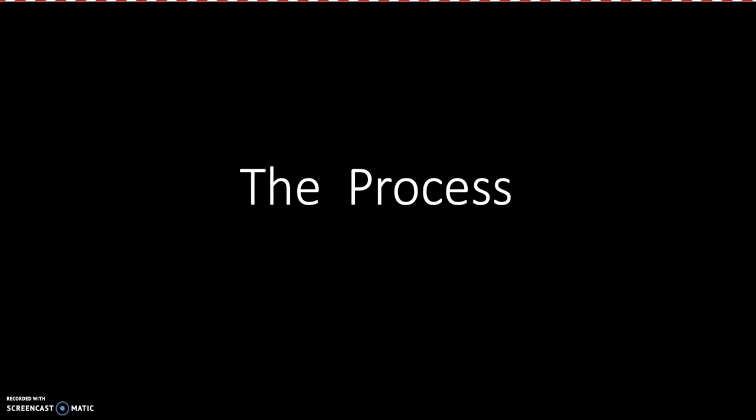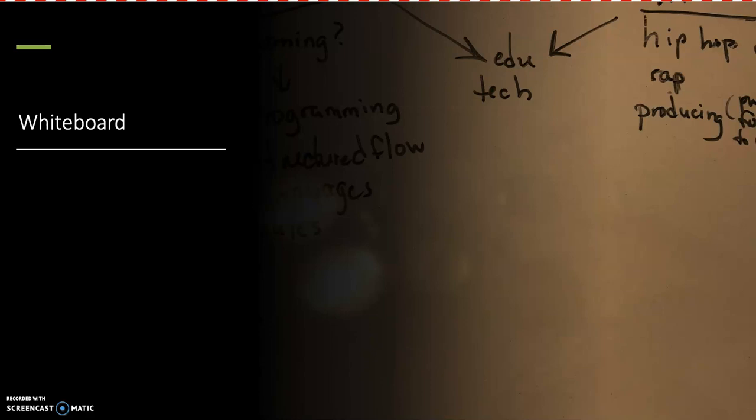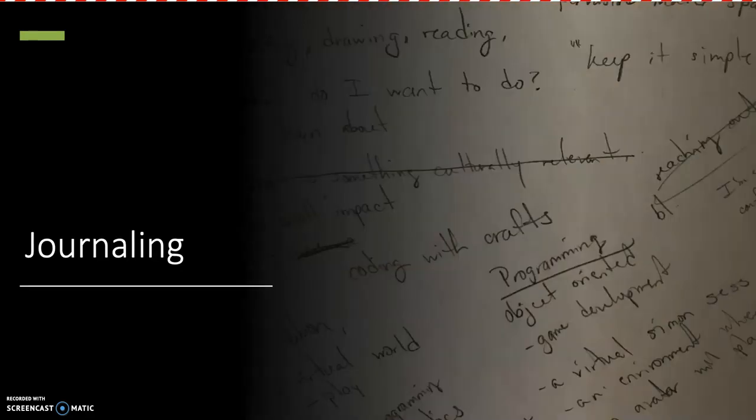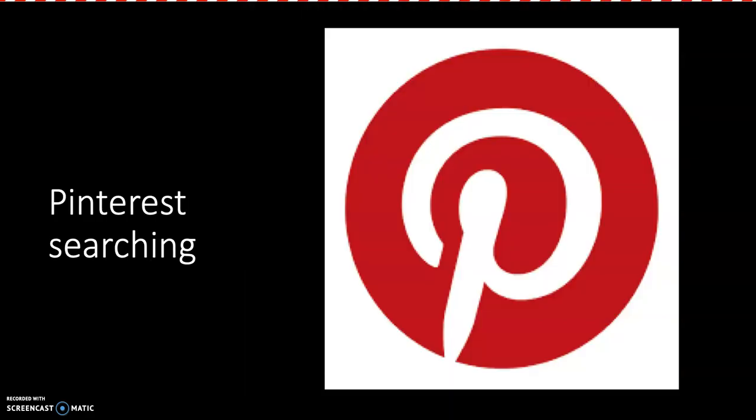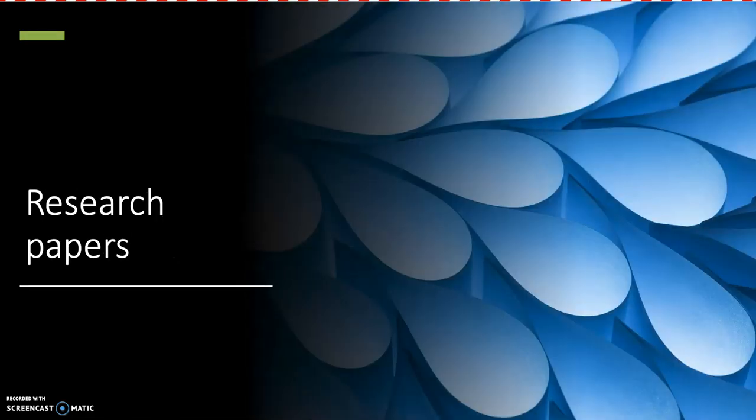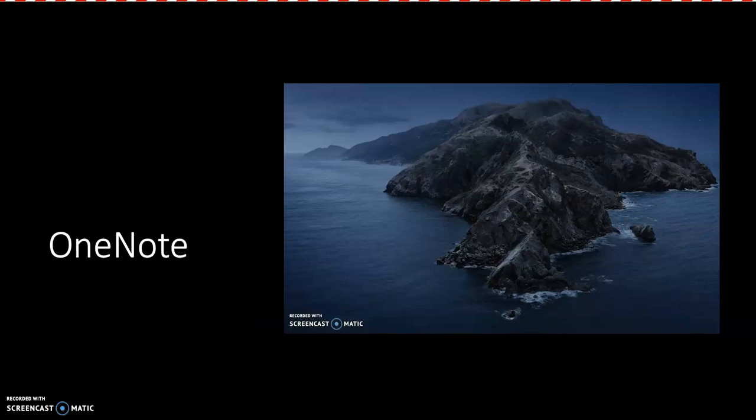The process that worked best for me was a combination of brainstorming with a whiteboard, writing in a paper journal, which I ultimately converted into OneNote entries, searching Pinterest, reading research papers from scholars engaging in the type of work that I am interested in, and using OneNote. Here's a demo of how I use OneNote in my creative process.